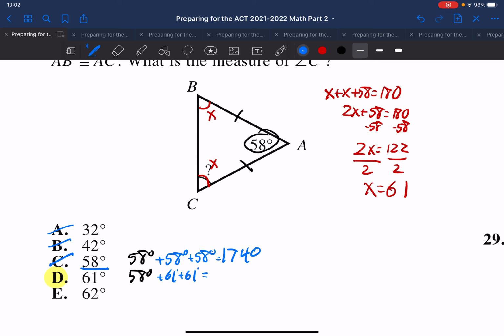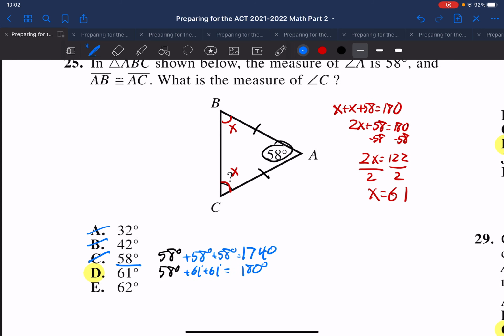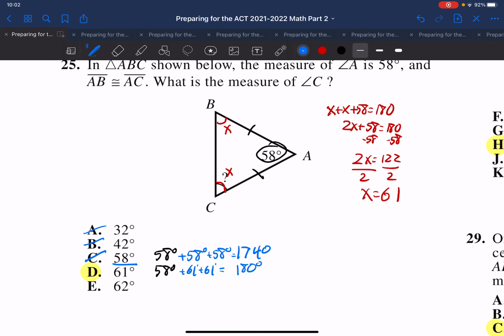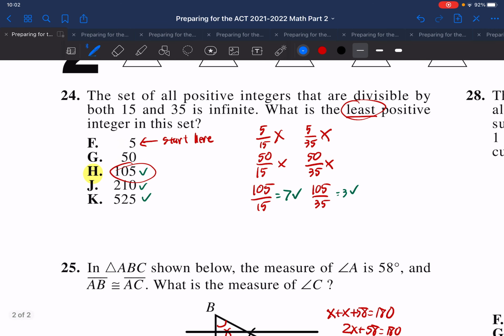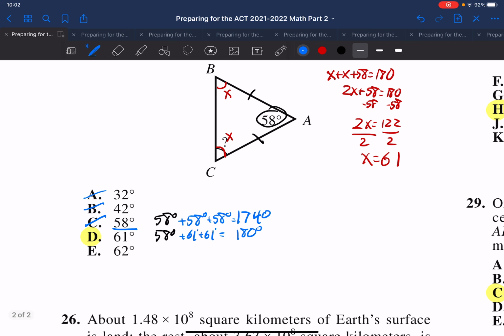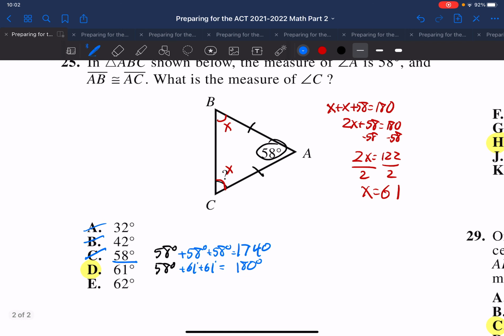Let's try this. So we had 58, and then we had 61 twice, and we do indeed get 180 degrees. So that's another way you could have guessed and tried out different answers. Notice here that I started with the middle one. In the previous one I started with the low number because we started with the least. But here, we started with the middle, and by eliminating the middle, we also eliminated A and B.